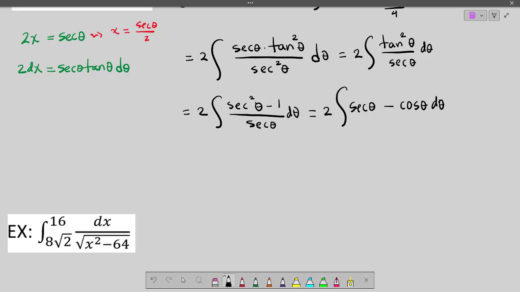Hopefully, we have done secant enough today that you are going to be familiar with its antiderivative, natural log absolute value of secant plus tangent. We're going to see that one so much, it's going to be second nature. That will impress your parents.